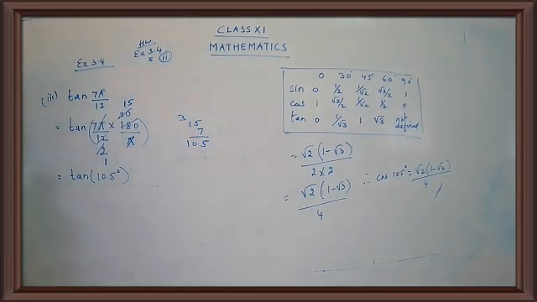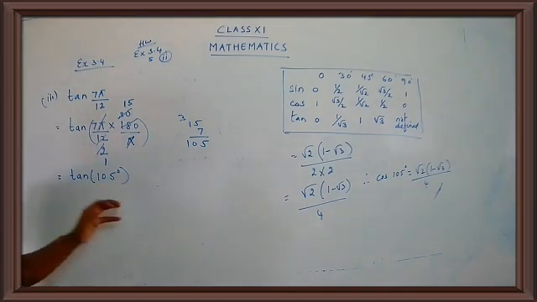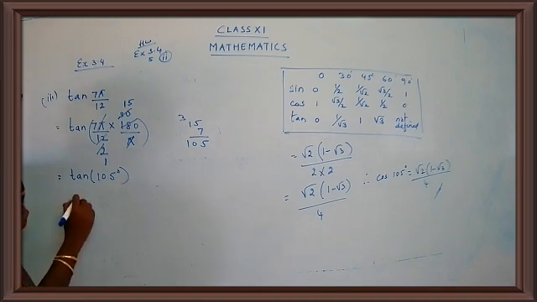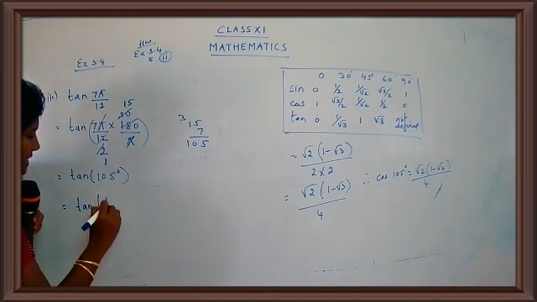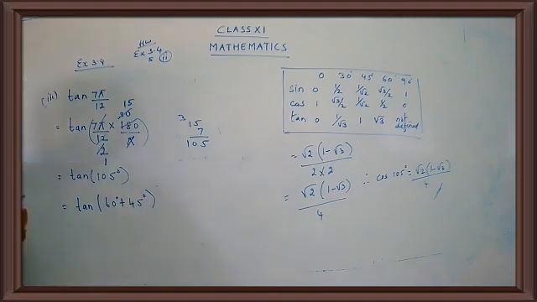Now you know what the next step is? Yes, good. We are going to split this 105. How are you going to split it? 60 plus 45. So this is equal to tan of 60 plus 45 degrees, 60 degrees plus 45 degrees.